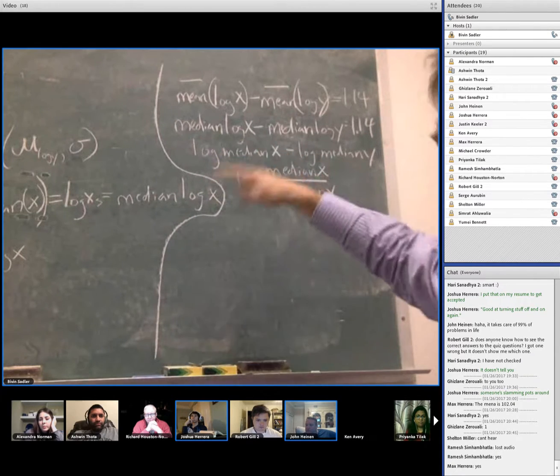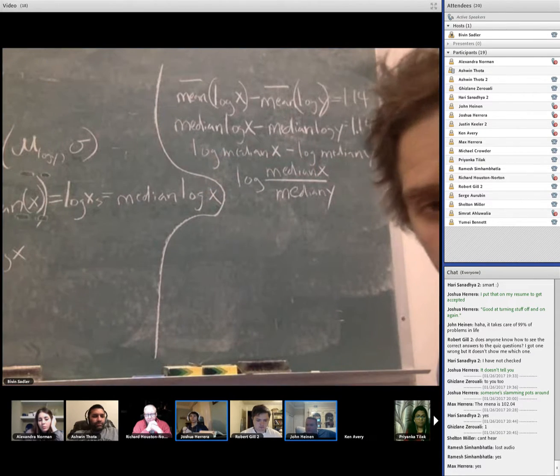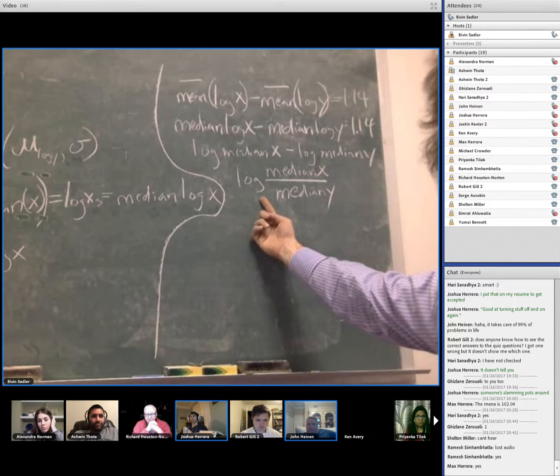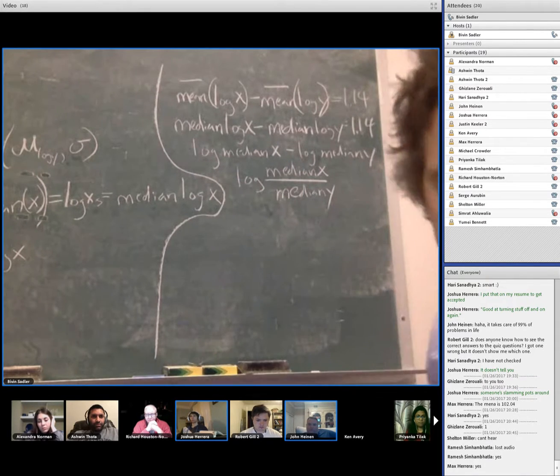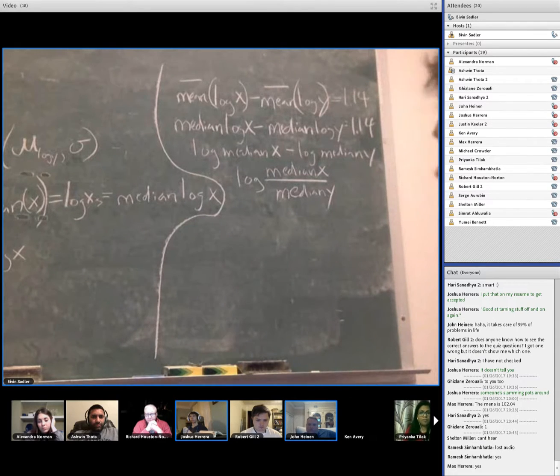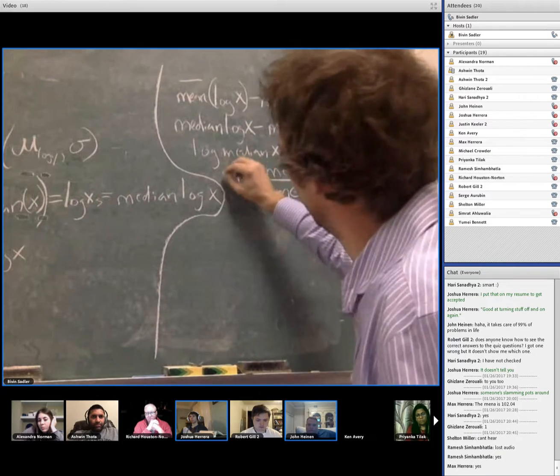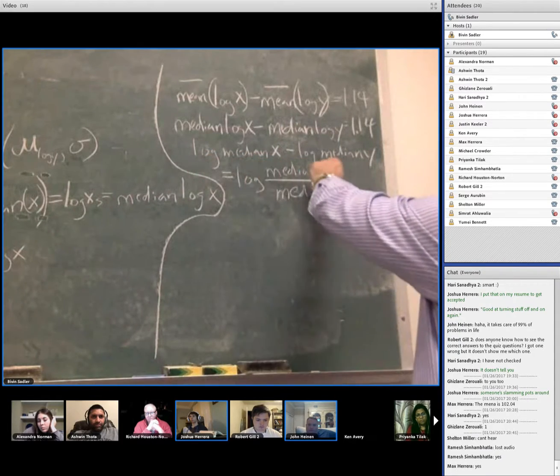Well, how do I get rid of the log? I simply exponentiate it. Exactly. And that's why what this equals, right, these are equal. The log of the median of x over the median of y is equal to 1.14.